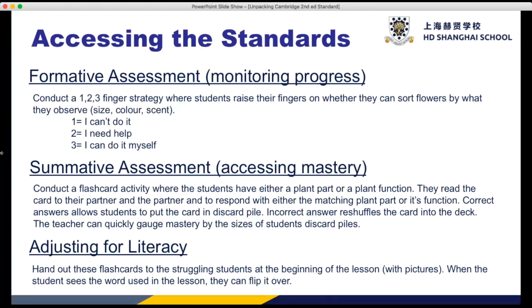To adjust for students who might have literacy problems, I would recommend giving these flashcards out to the students at the beginning of the lesson and make sure there are pictures on these cards. And so when this student sees or hears this word used in the lesson, they can flip that card over, and this kind of incentivizes them to really pay attention in class and to have some sort of support when it comes to those difficult terms or words.